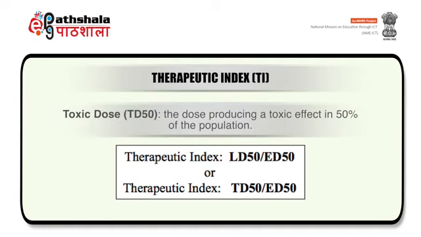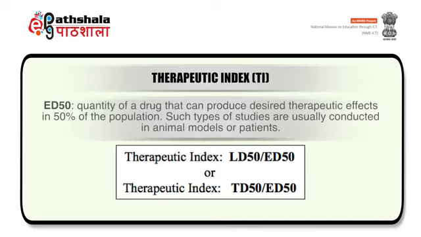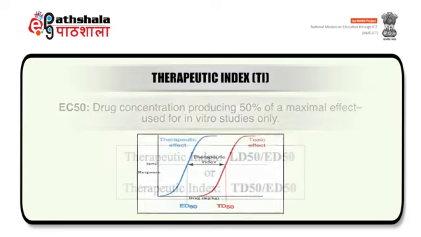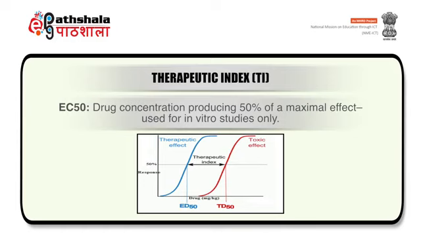Toxic dose 50 is the dose producing a toxic effect in 50% of the population. ED50 is the quantity of a drug that can produce desired therapeutic effect in 50% of the population. Such types of studies are usually conducted in animal models or patients. It is to be noted that drug concentration producing 50% of maximum effect is used for in vitro studies only.